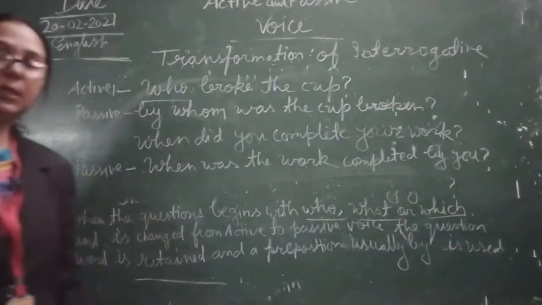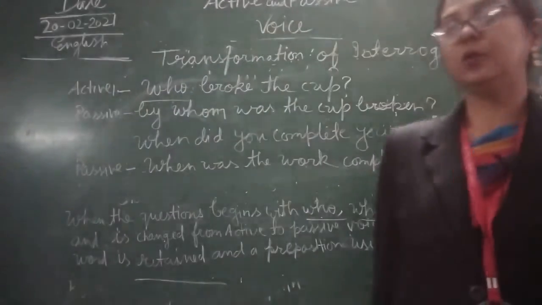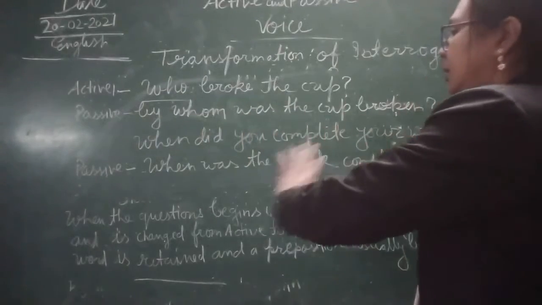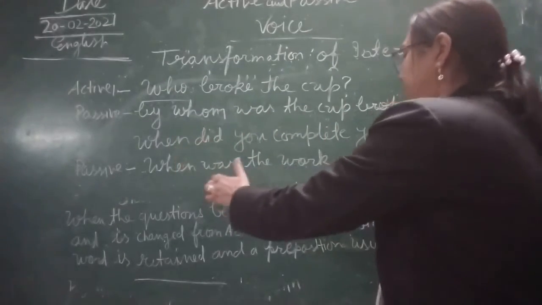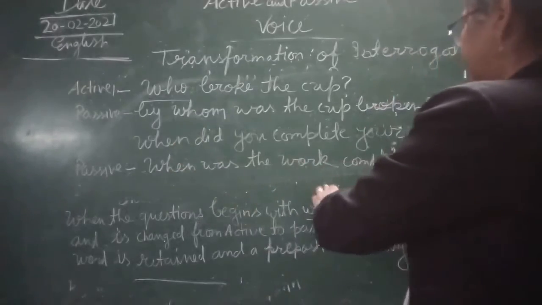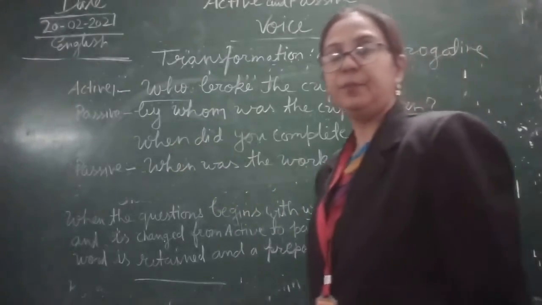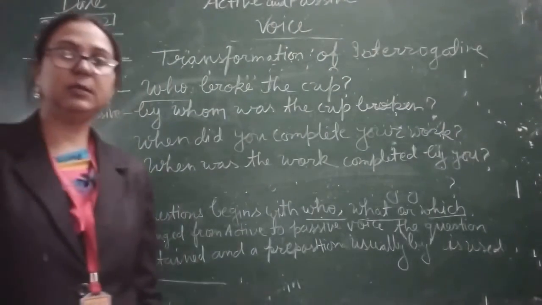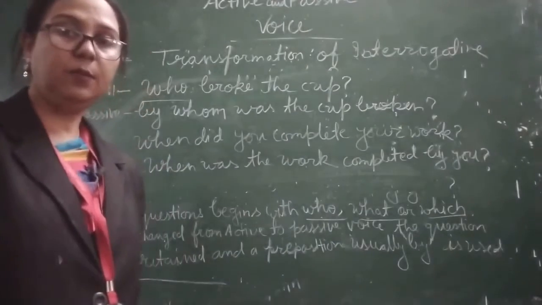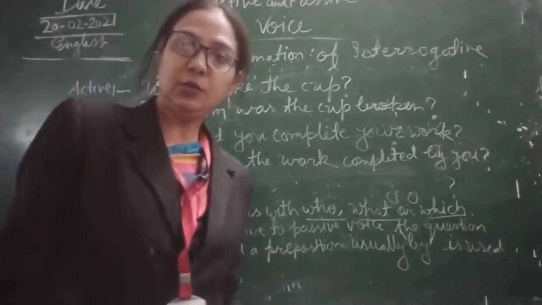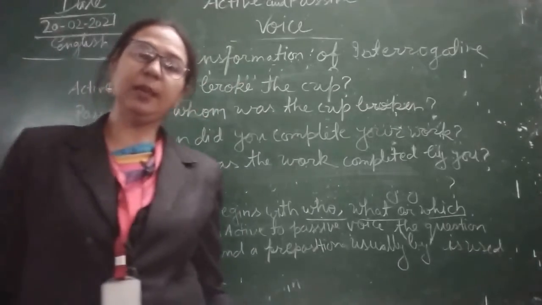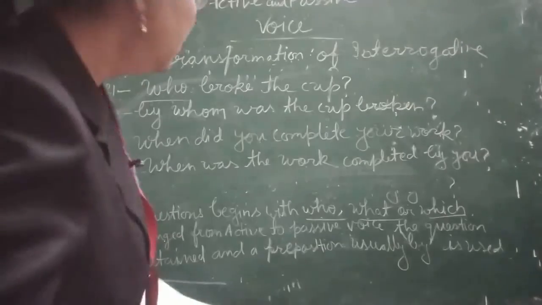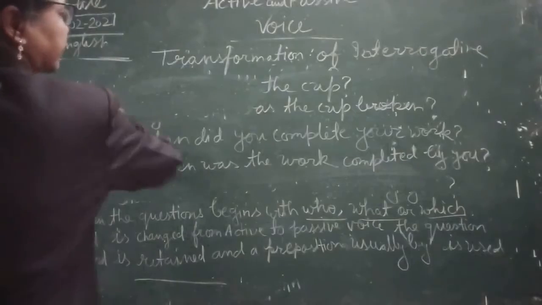So children, here you can see the changes. Here because it was started with who, that is why by whom was the cup broken. Now because of when, we will use when was the work completed by you children. Okay children, so I hope this is clear. We will solve more exercises based on active and passive voice. Now children, let's solve a few exercises, a few active to passive voice in this form that we have learned. So children, let's start.